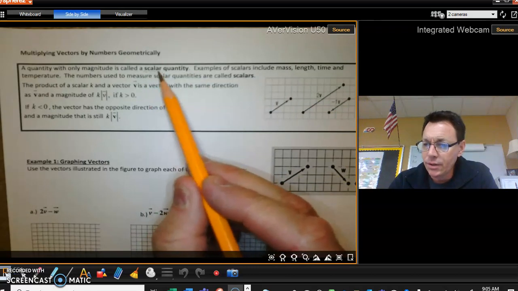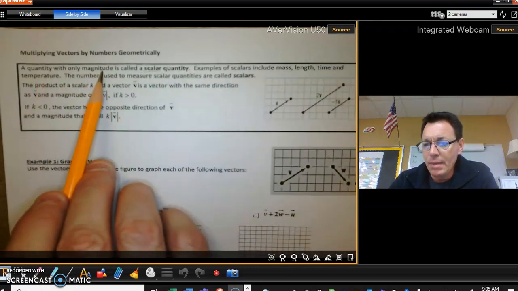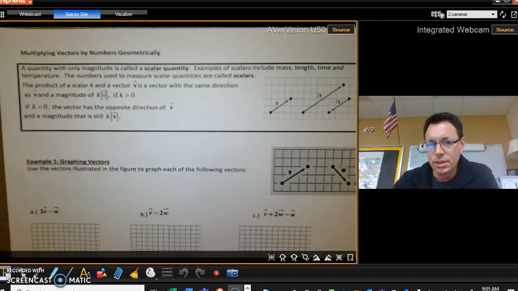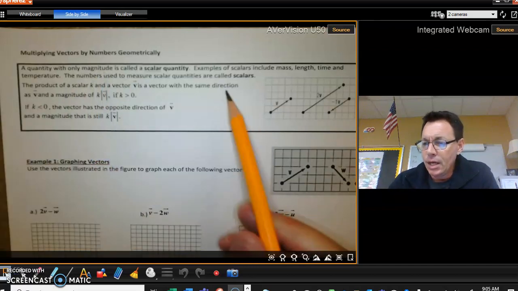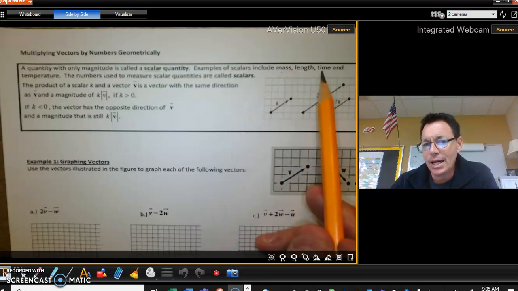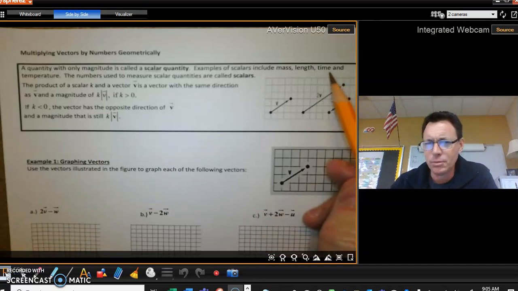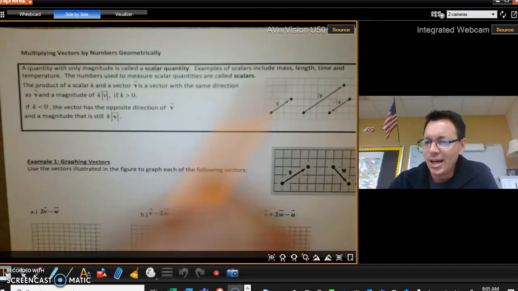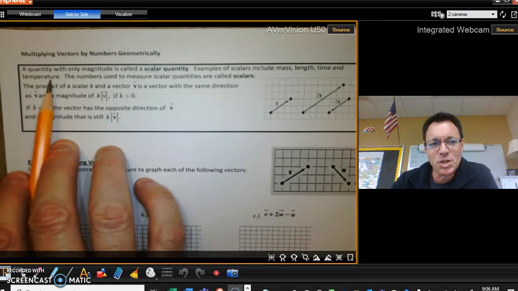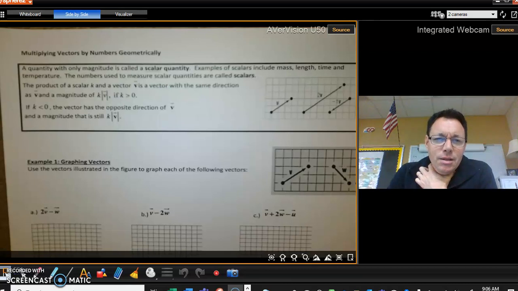A scalar is a quantity with only magnitude. So there's no direction to it. There's just magnitude. Examples of scalars would be mass, length, time. There's no direction to time. I guess you could say that time's always moving forward, but it doesn't move north. That doesn't make sense. Temperature. You can measure the temperature of something, but there's no direction involved with that.